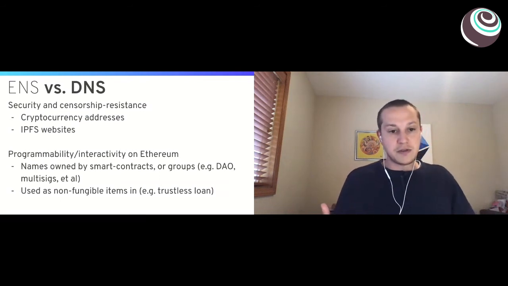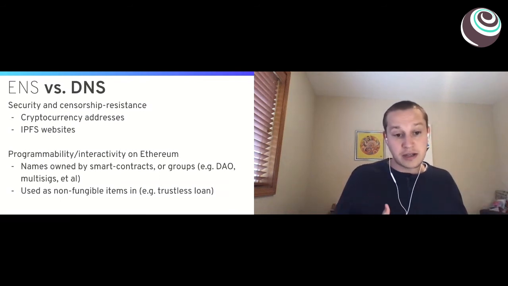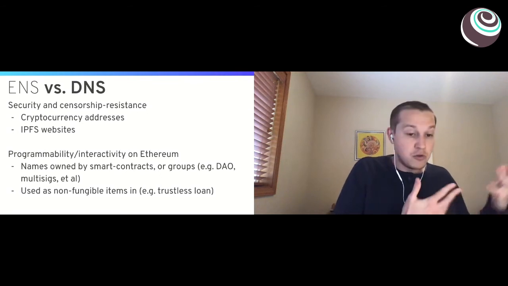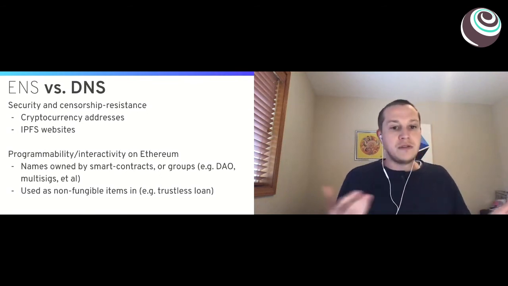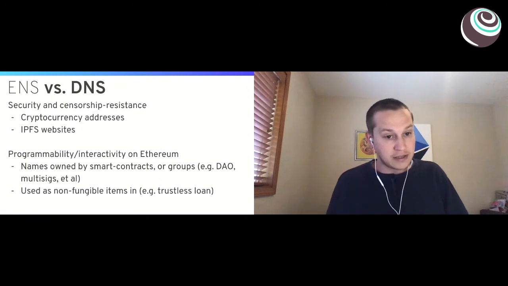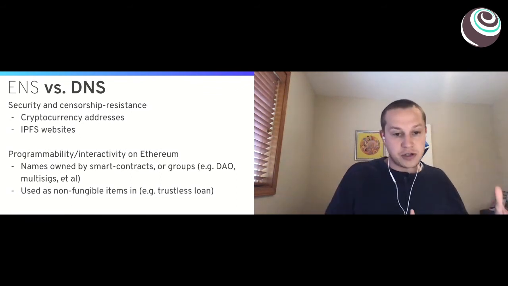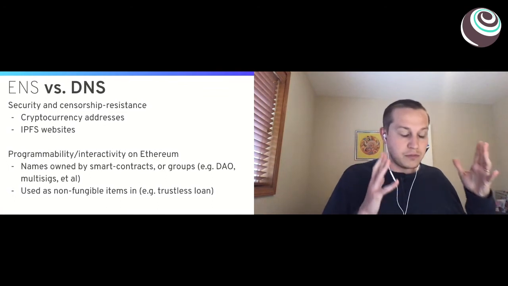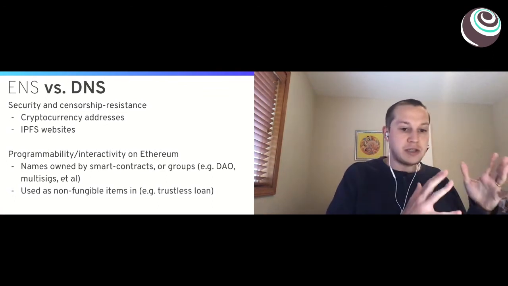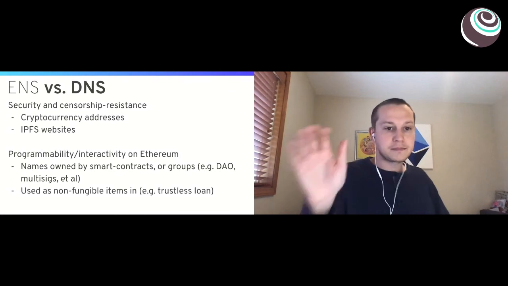So this allows for things like names owned by smart contracts, like nobody. You have names that are owned by nobody but still work. You have names owned by a DAO or a multi-sig. It also means that they fit into all the NFT infrastructure. So there's a lot of interesting things and advantages to ENS over DNS.